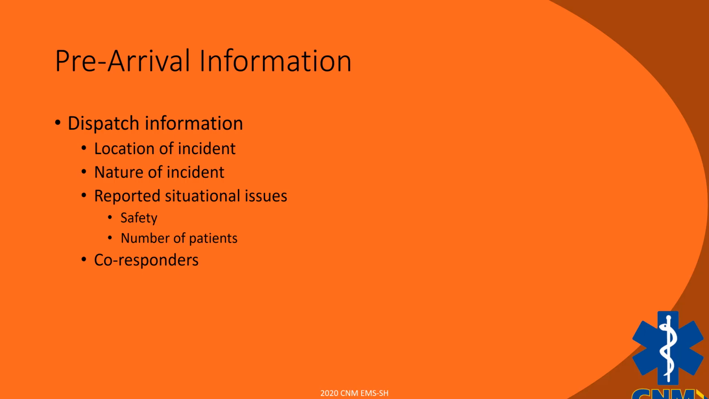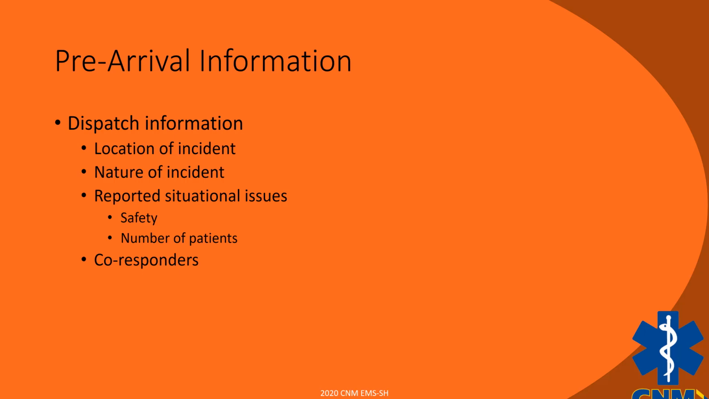Reported situational issues, like is there a safety hazard, or maybe previously there have been safety issues and this address has been flagged. Looking at the number of patients, and then thinking about all the people that are going to be responding with us. When we're putting all this together, if you don't receive this information from dispatch, you certainly should ask for it, but realize that they may not even have it. But asking for it can help solve some of the problems that we tend to have in responding.